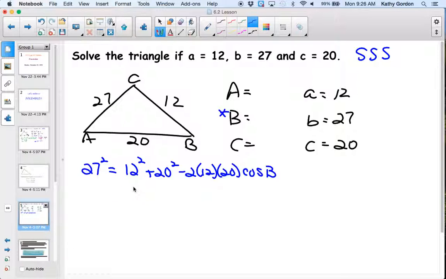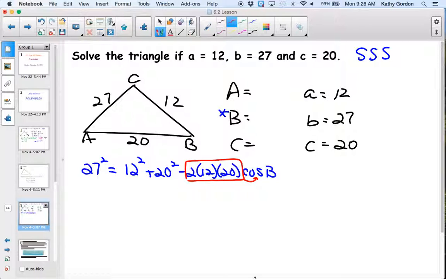Did you take 12 squared plus 20 squared minus 2 times 12 times 20 and then take 27 squared and either subtract it or divide by it or whatever? Anybody do that? Why can't we do that? Because this part right here is getting multiplied to cosine B, which means I cannot subtract it from the 12 squared plus the 20 squared until I have multiplied it to cosine B first.